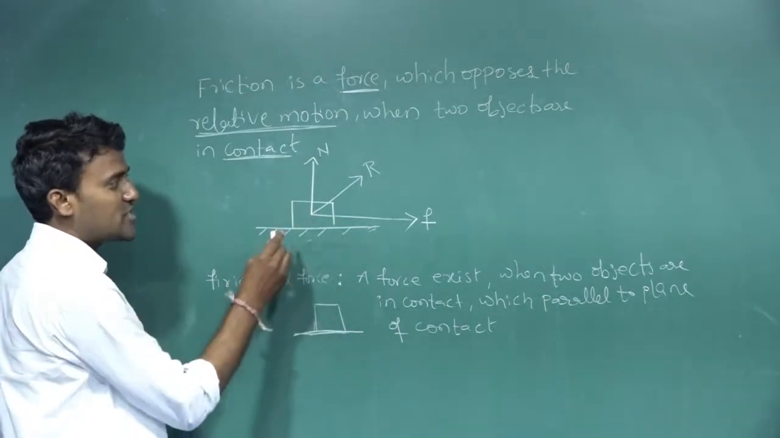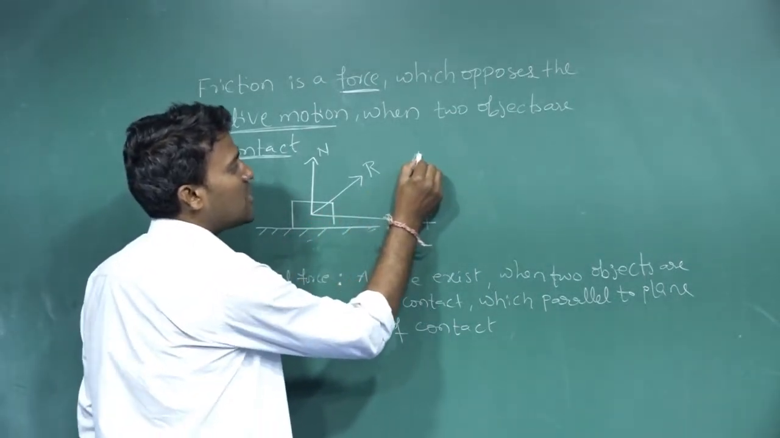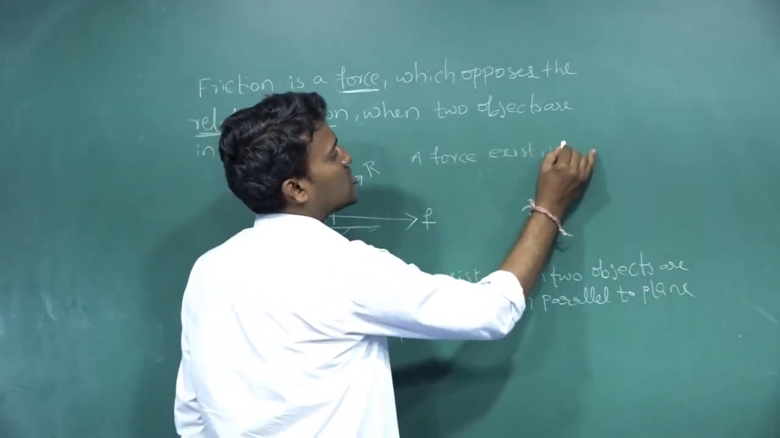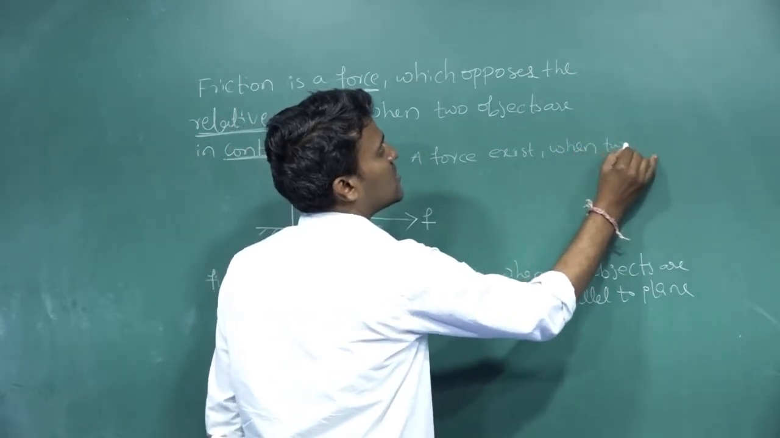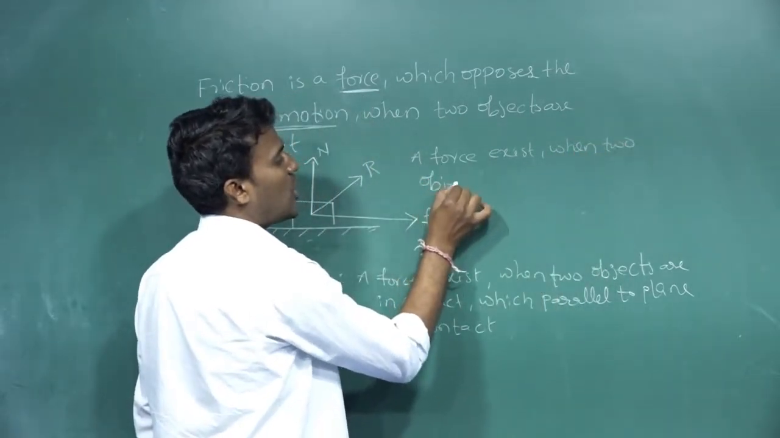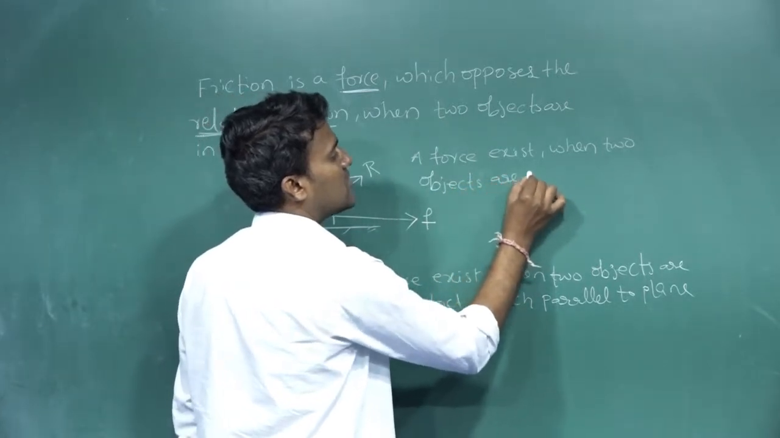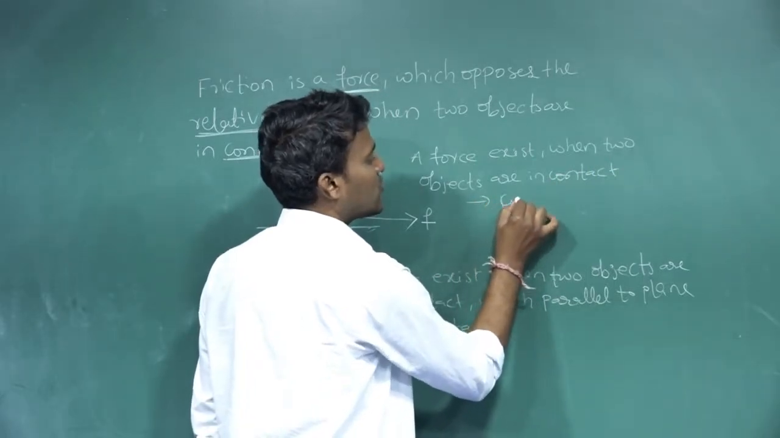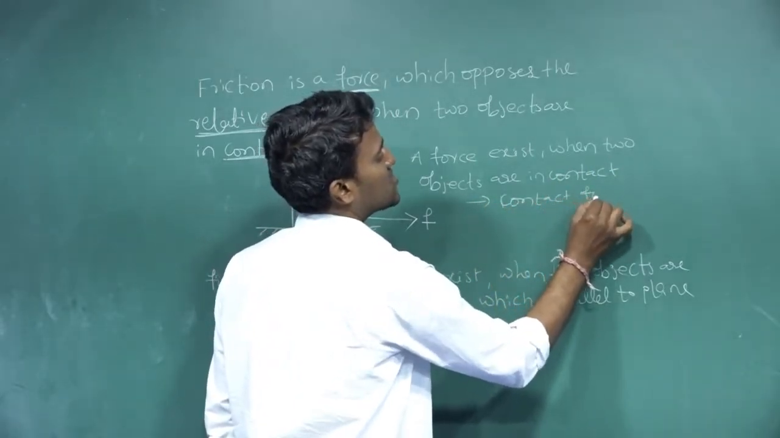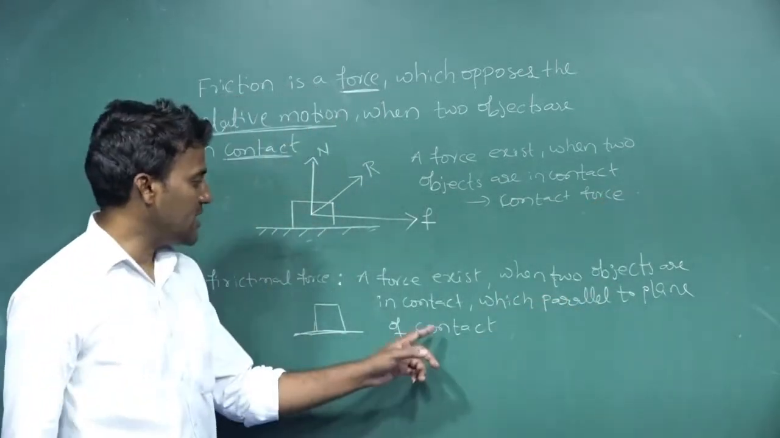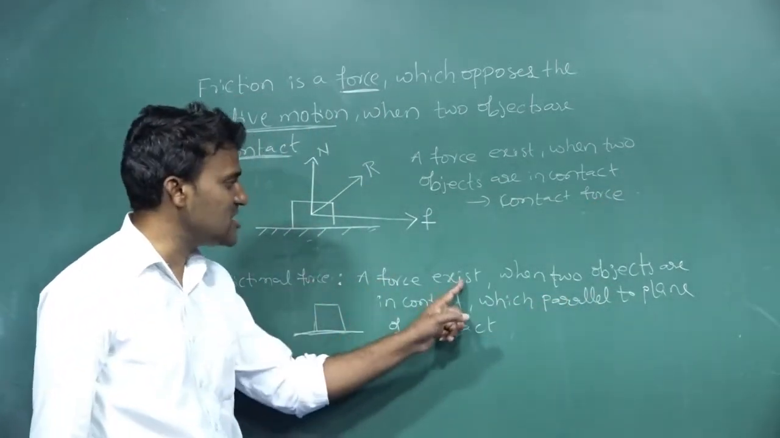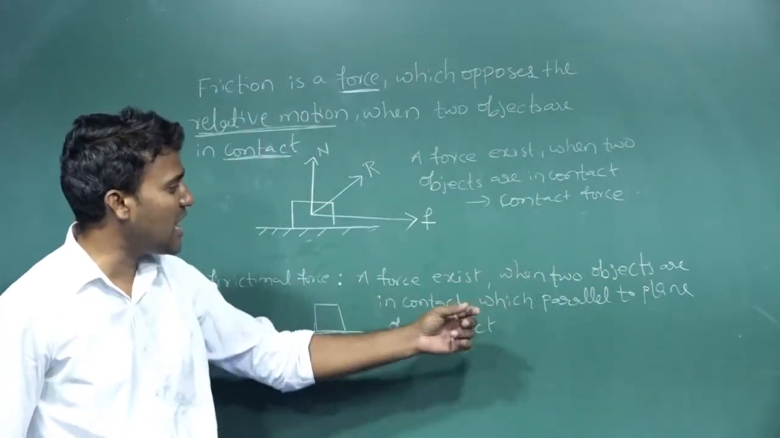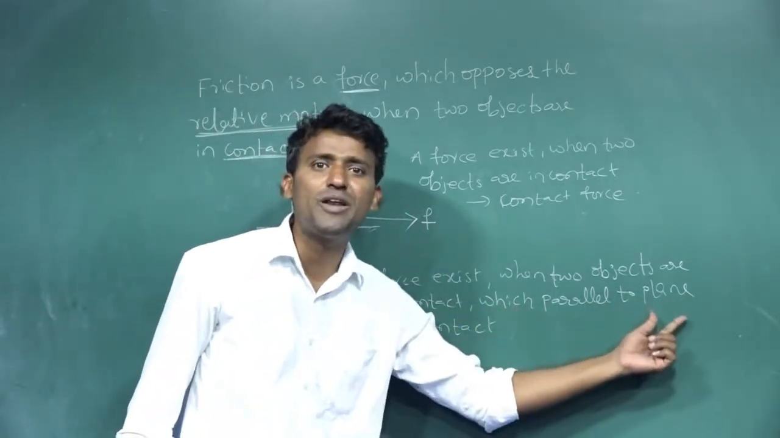Just read. Contact force is given. What is the contact force definition? A force exists when two objects are in contact, that is called contact force. And here, frictional force means a force exists when two objects are in contact. Up to here the definition is the same, but I gave one additional thing: which is parallel to the plane of contact.